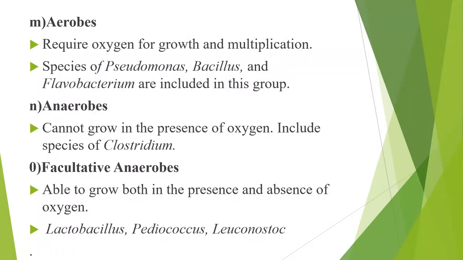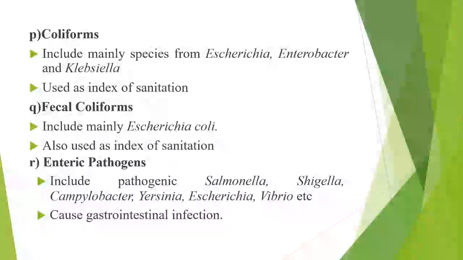So aerobes, anaerobes, and facultative anaerobes are the three groups of bacteria in connection with oxygen requirement. Aerobes require oxygen for their growth and multiplication, whereas anaerobes can survive under anaerobic conditions. They can grow in the absence of oxygen, and facultative anaerobes are another group that can survive both in presence and absence of oxygen.